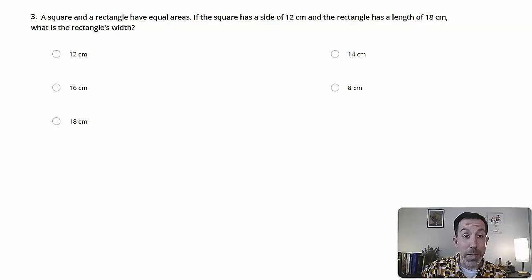Let's take a look at this problem. So a square and a rectangle have equal areas. The square has a side of 12 centimeters, and the rectangle has a length of 18 centimeters. What is the rectangle's width?